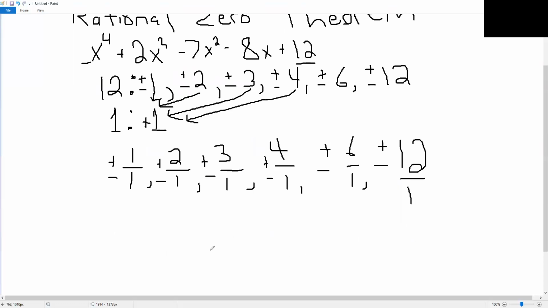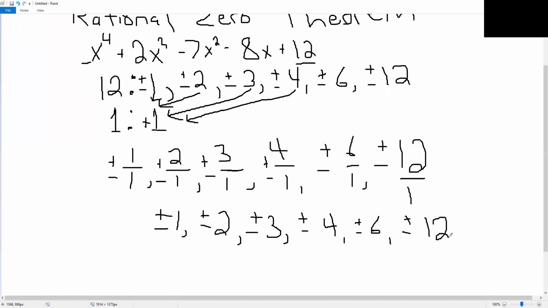Now, we need to simplify. To simplify this, it's easy because all these are over 1, and we would just write 1. So basically, we're coming up with the same thing that we had for the factors of 12. All right, so plus or minus 4, plus or minus 6, and plus or minus 12. Okay.